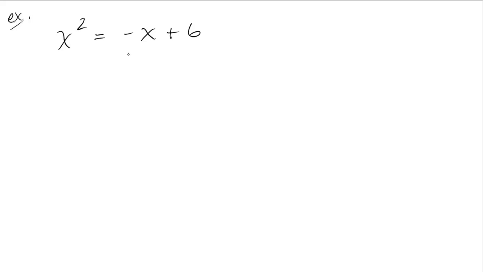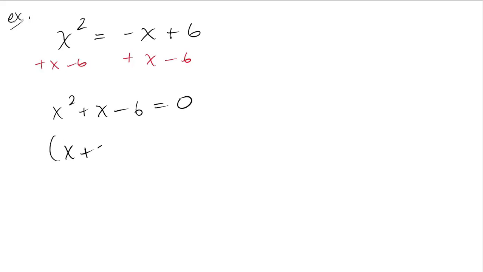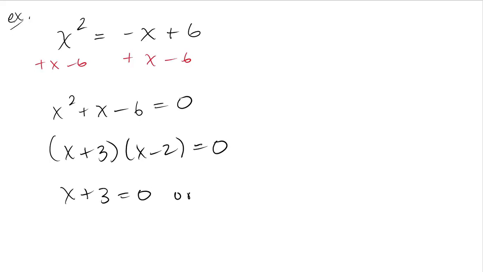Well, my first thought would be to try moving everything to one side, getting 0 on the other side, and trying factoring. x squared plus x minus 6 equals 0. Oh, okay, yeah, this is x plus 3 times x minus 2. And so I set each factor equal to 0. And the solutions pop right out.